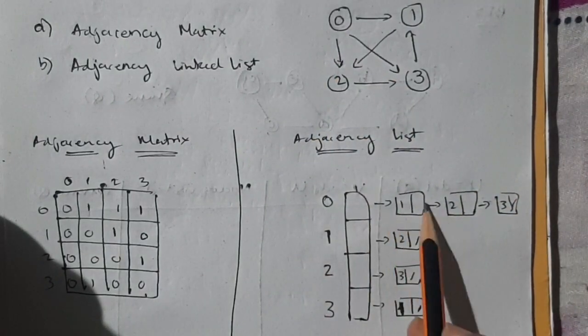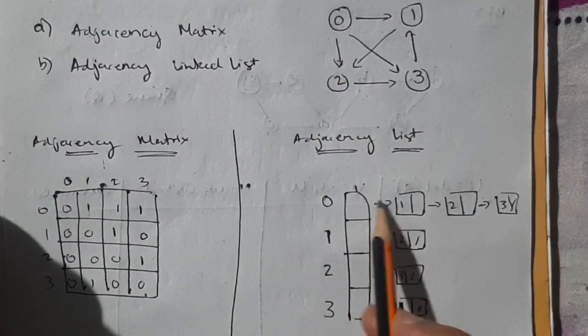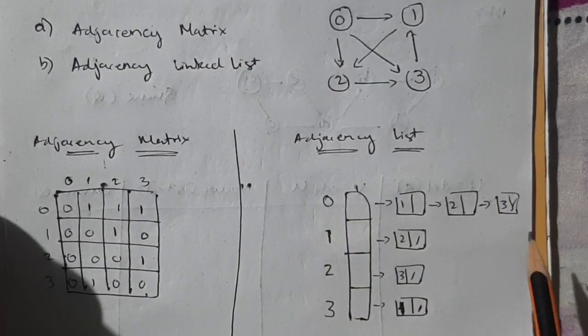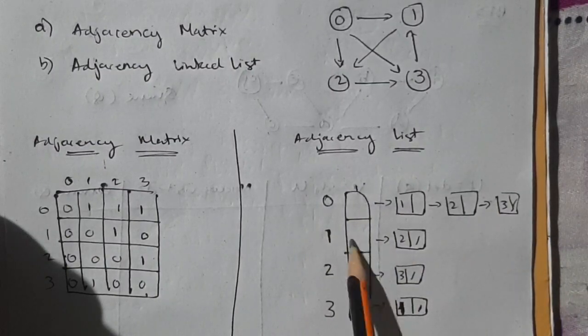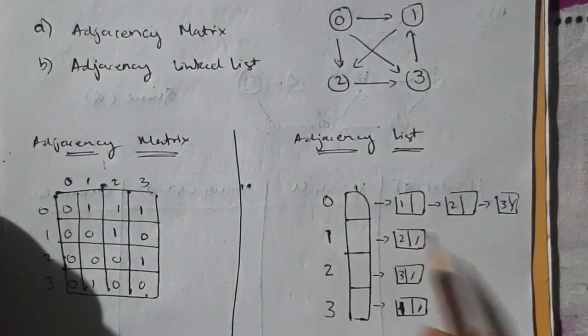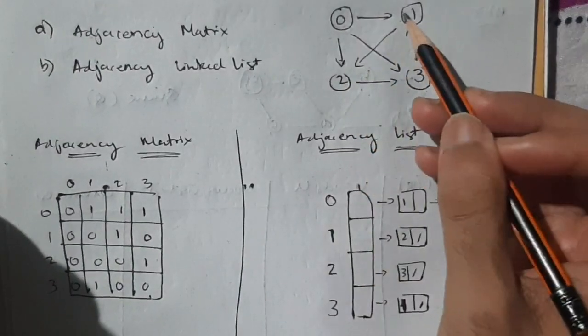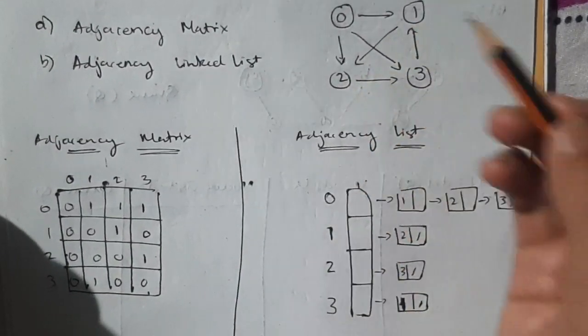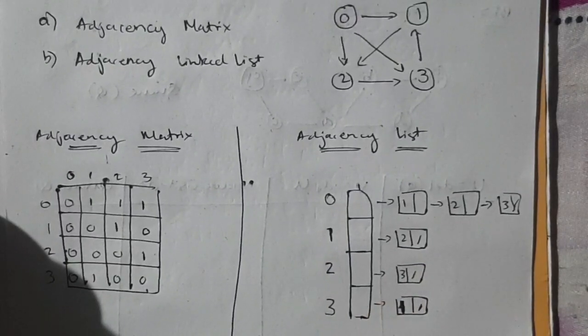So you will write 1 2 3. This can be in any order, but the connections will be denoted in this form. Then 1 has a connection with 2, that will be denoted in this form. See, 2 doesn't have a connection with 1 because it is a directed graph. Okay, so you will represent it in this form.